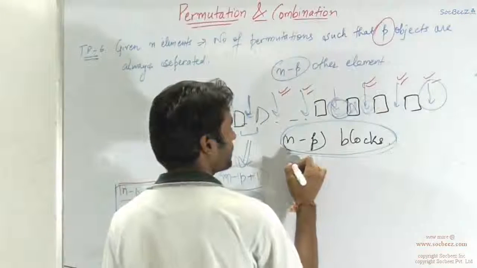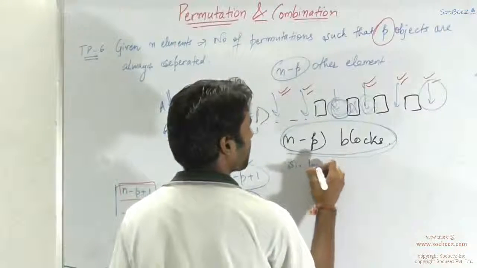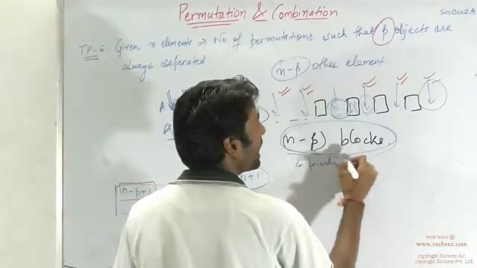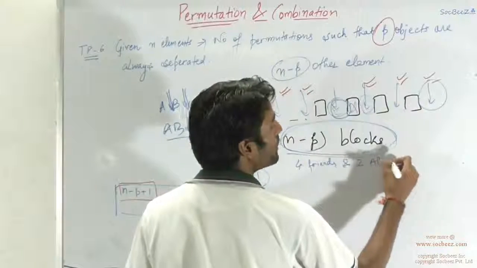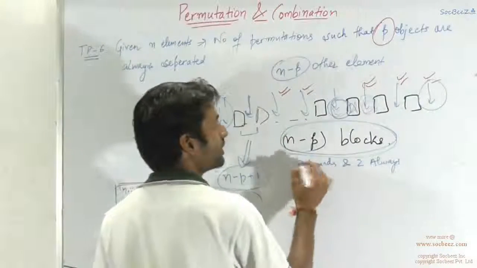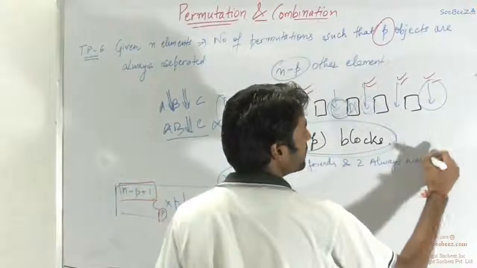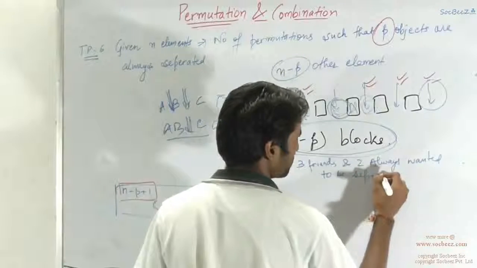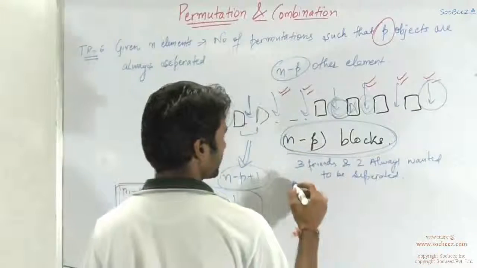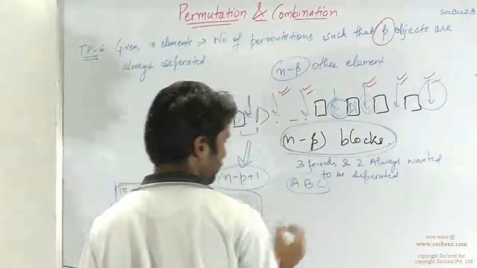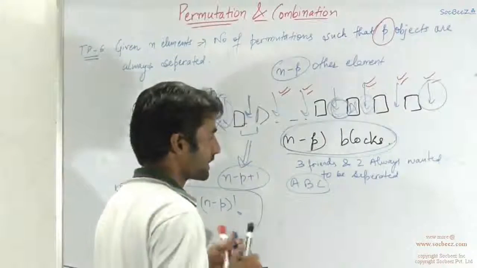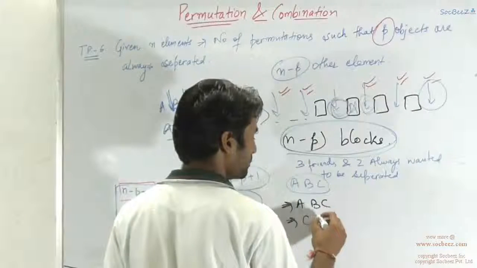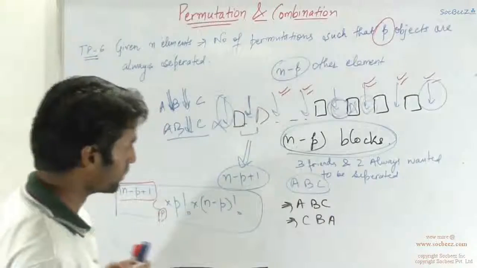So if I say there were, say, 3 friends, and 2 always wanted to be separated. So they were, say, A, B, C, and A and C always wanted to be separated. So in how many ways can you do it? You can either do it A, B, C, or you can do it C, B, A. There are only 2 ways.